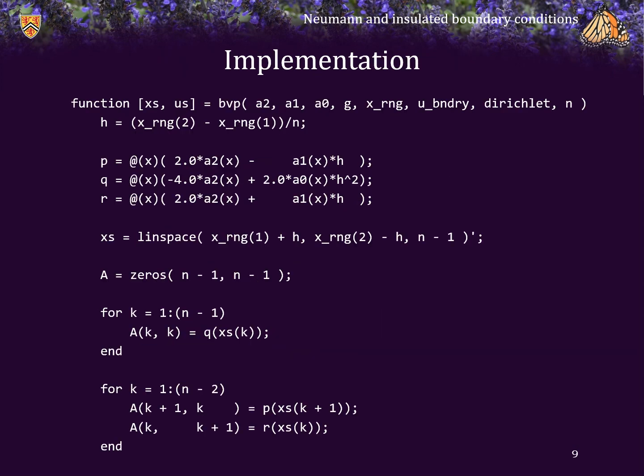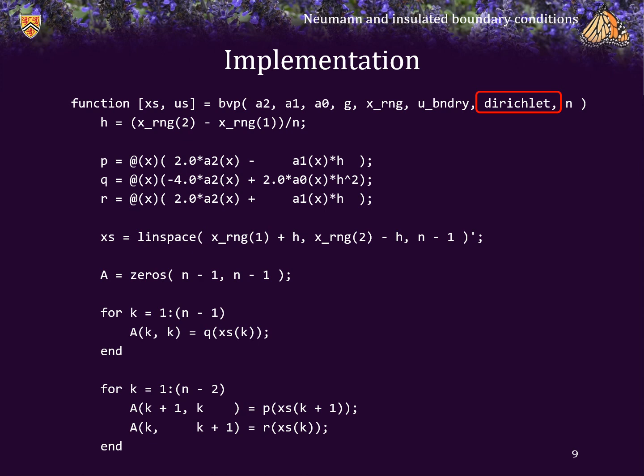All right, let us include Neumann conditions in our boundary value problem solver. We're going to add a new parameter, specifically Dirichlet, and that will be a vector of two entries that are either true or false. If the first entry is true, the left-hand endpoint is a Dirichlet condition. If it's false, it's not a Dirichlet condition, and therefore it is a Neumann condition. And the same for the second entry of that vector.